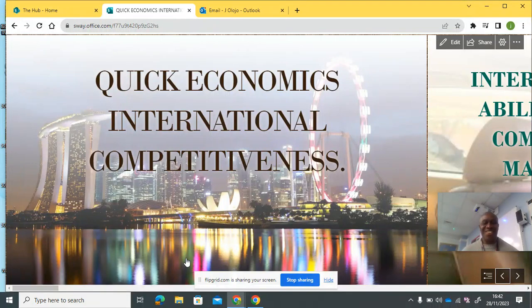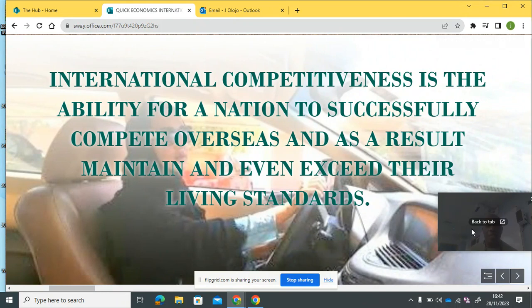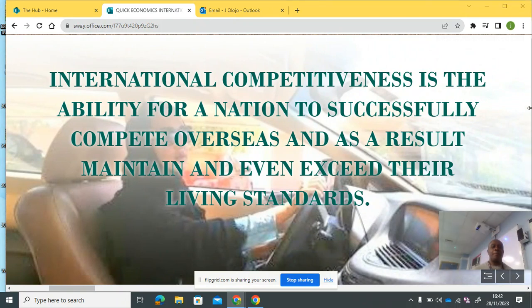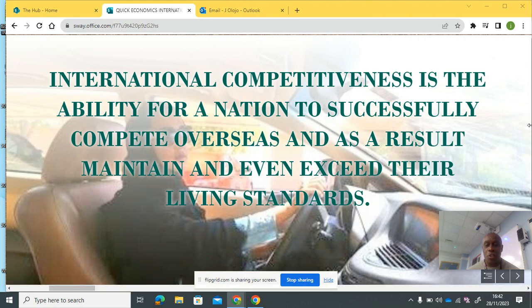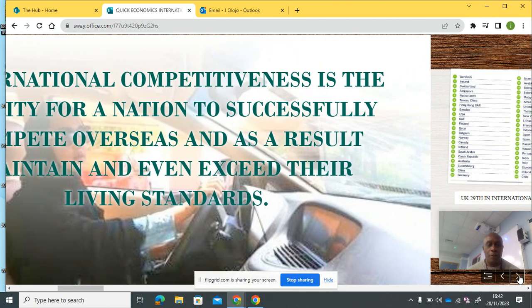Quick economics on international competitiveness. The first thing we're going to do, guys, is to define what international competitiveness is. It's the ability for a nation to successfully compete overseas, and as a result, they can maintain and even exceed their living standards. Very important definition. So you must learn that definition.